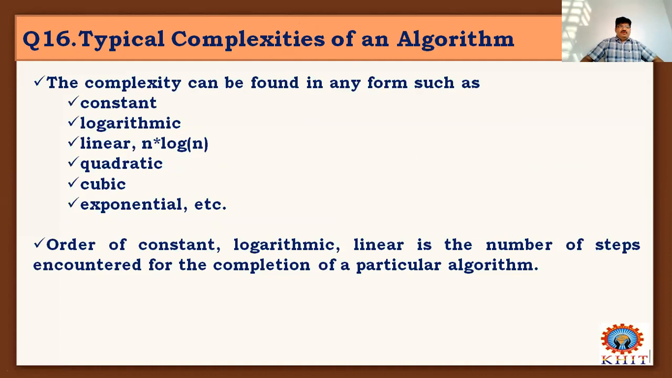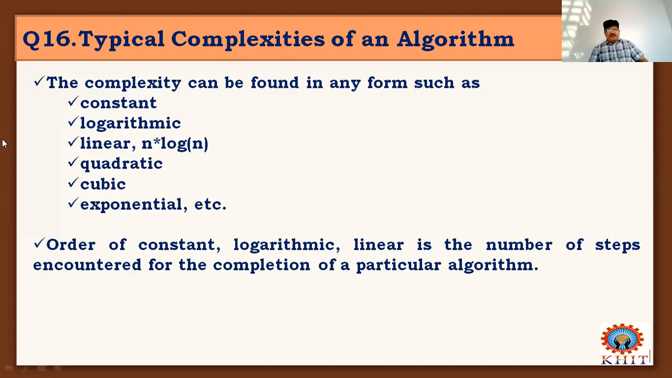Next one is typical complexities of an algorithm. What are the various typical complexities of an algorithm and what is the order of growth of an algorithm? This is a question for online tests, so you may expect one question from this topic. After calculating the time complexity of an algorithm, it can be order of n, big O of n, big O of log n, big O of n square, big O of n cube. These are considered as the complexity of an algorithm.